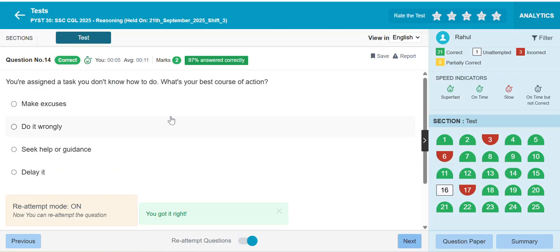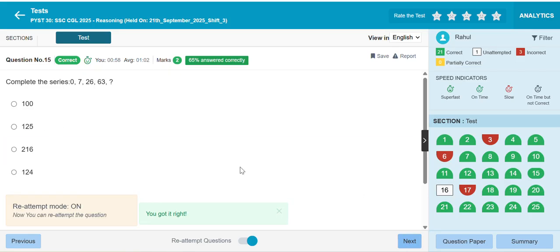Okay. So you are assigned a task. This is a situational based question. What generally a leader does, or what a regular person does, is seek help or guidance. He doesn't make excuses, because it's better not to do it wrongly or delay it. It's better to seek help and eventually complete the task, complete the series.